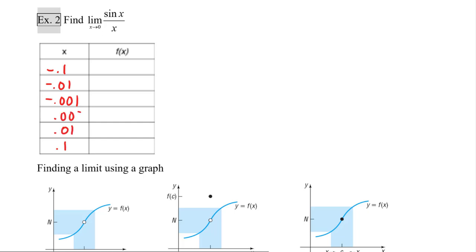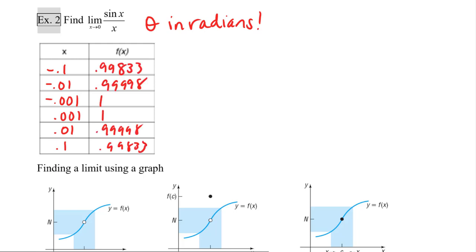0.01, and 0.001. Now remember, when I put this into my calculator to make a table, I need to make sure that my angle is in radians. So I'll put these in my calculator and I can see that from the left and the right I am approaching 1. So the limit as x approaches 0 of sine of x over x is equal to 1.